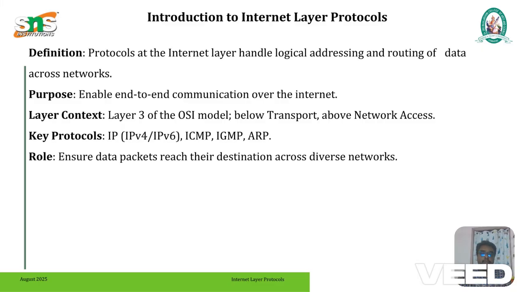The key protocols used in the internet layer are IP, which comes in two forms, IPv4 and IPv6, then ICMP, then IGMP, and next is ARP. What the internet protocol ensures is that all the data packets reach their destination across diverse networks. It may use different routing paths. It makes sure that all packets sent by the sender are received by the receiver.